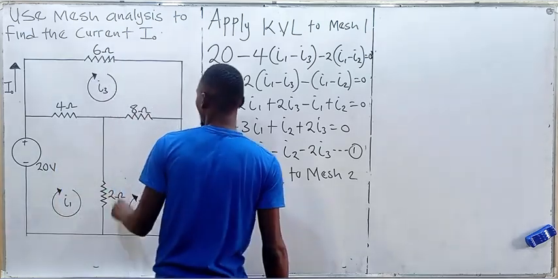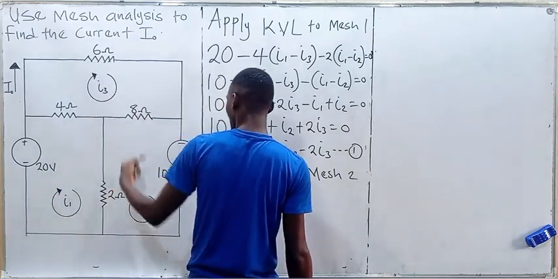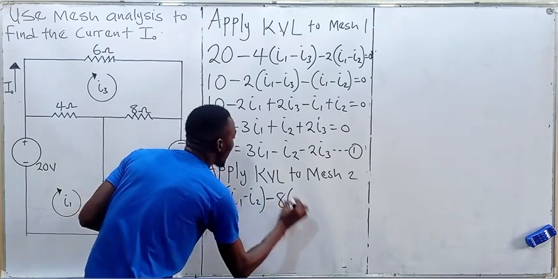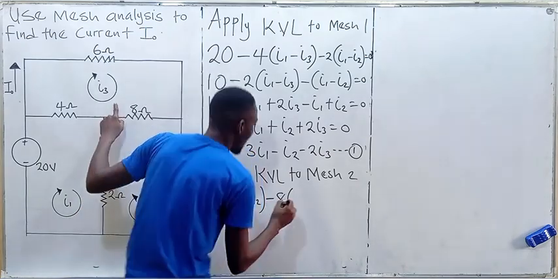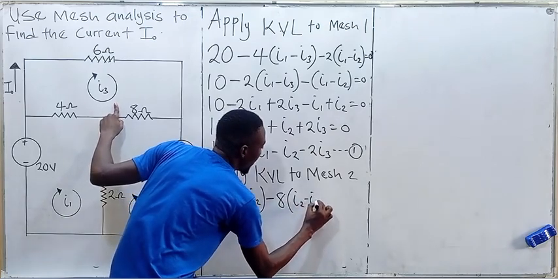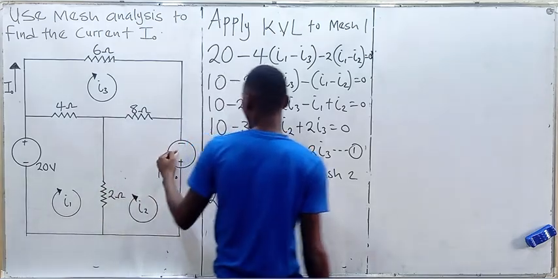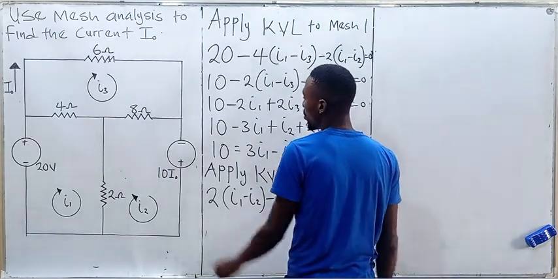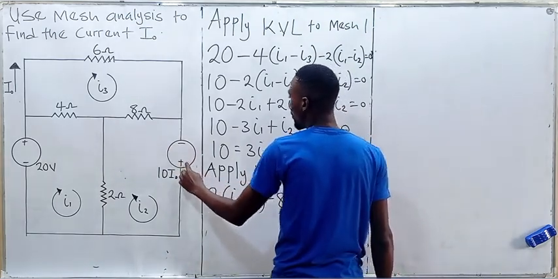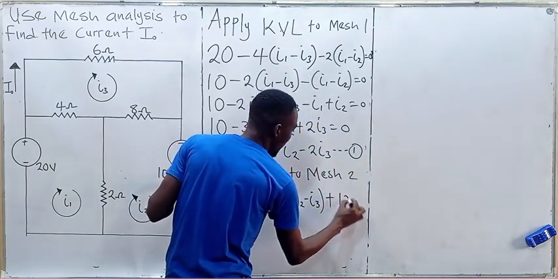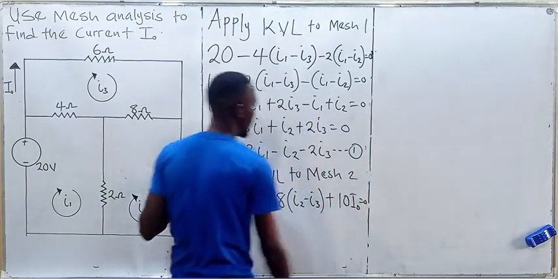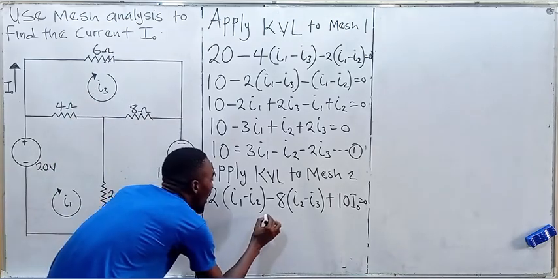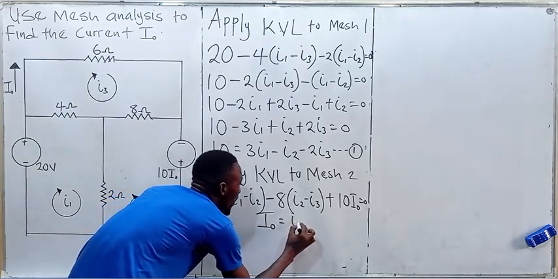Now the current flowing here is going in the same direction as our direction here, so it's going to be negative 8, and it is between mesh 2 and mesh 3. That is I2 minus I3. And here this is our dependent voltage source. It's moving from negative to positive, so it's going to be positive 10 I naught. So this will be equal to 0. You are going to know that our I naught is equal to I3.